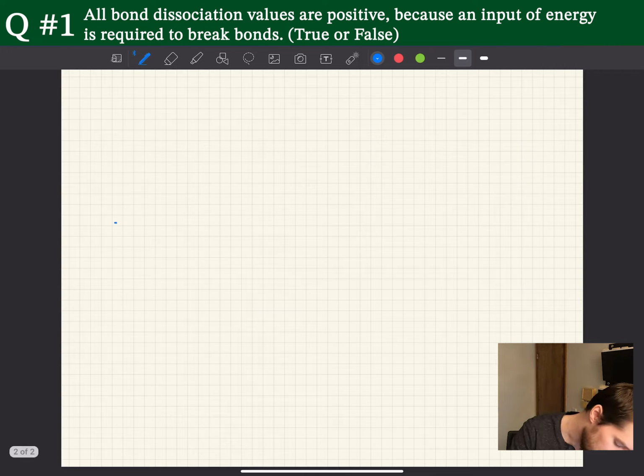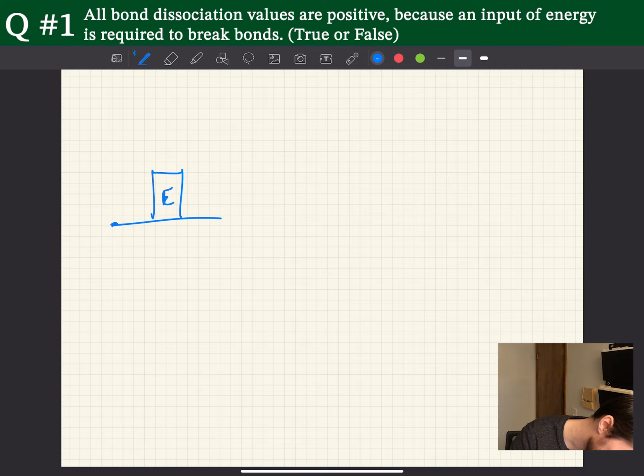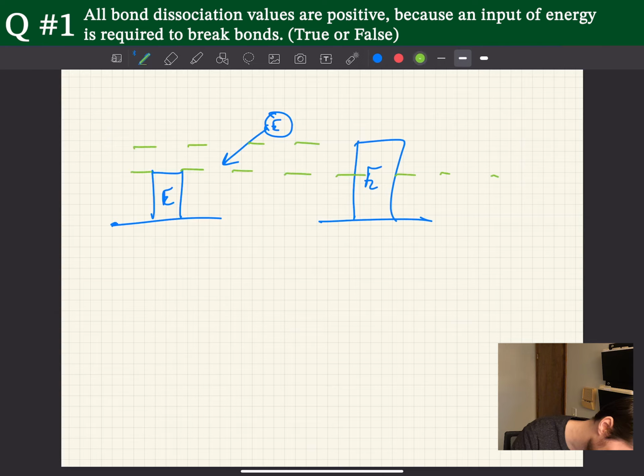So maybe we'll just write this out real quick. Say I have an energy level that's here, I put energy into the system, now it's up here. Well, the change from here to here, that is positive. So it better be a positive value. That is a true statement.